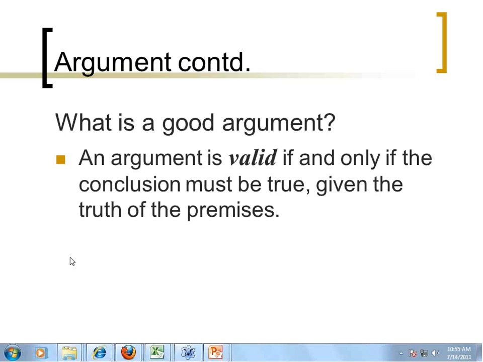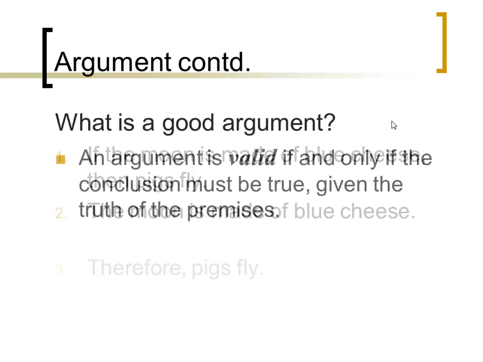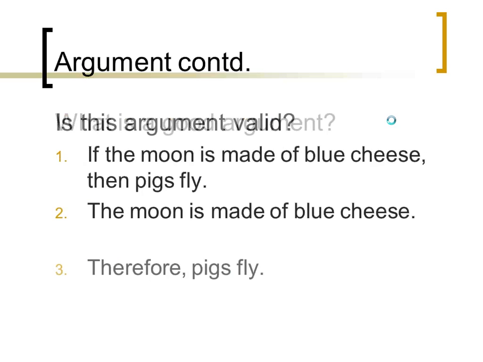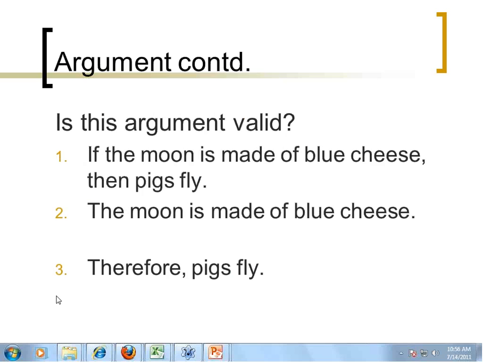Now let's look at what makes up a good argument. An argument is valid if and only if the conclusion must be true given the truth of the premises. And those are the ones that are going to be used to tie in with the conclusion. Now let's look at this other argument. Is it valid? If the moon is made of blue cheese, then pigs fly. The moon is made of blue cheese, therefore pigs fly.